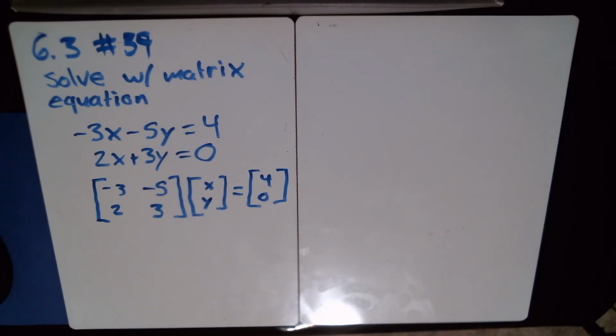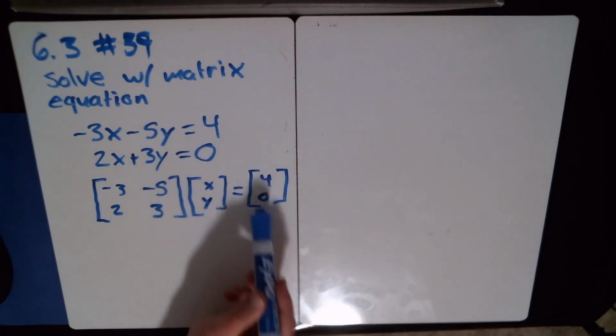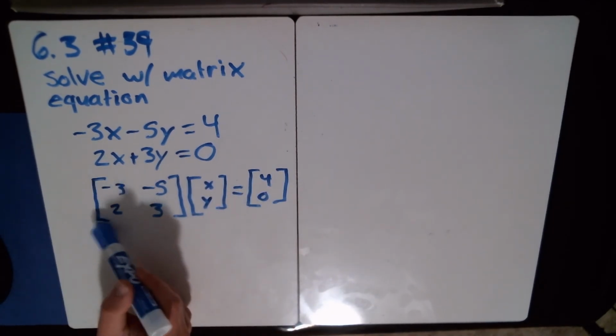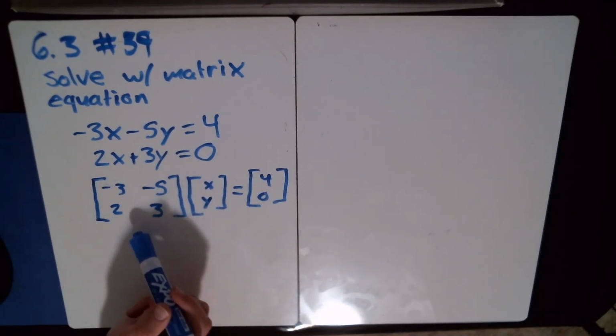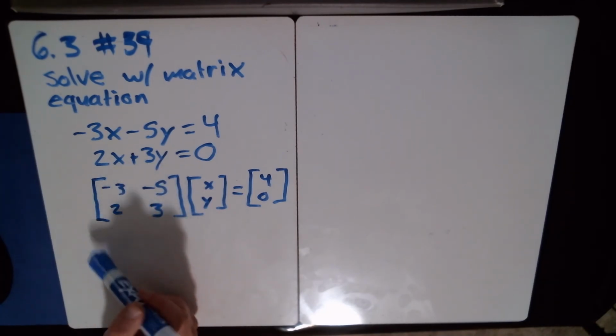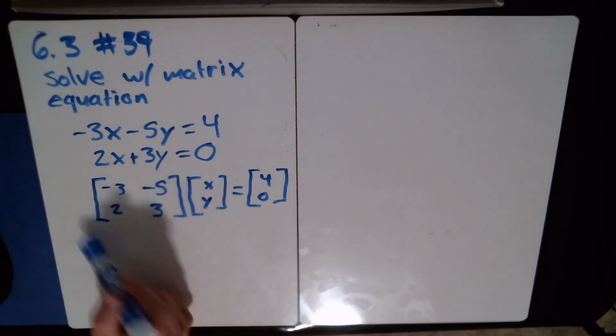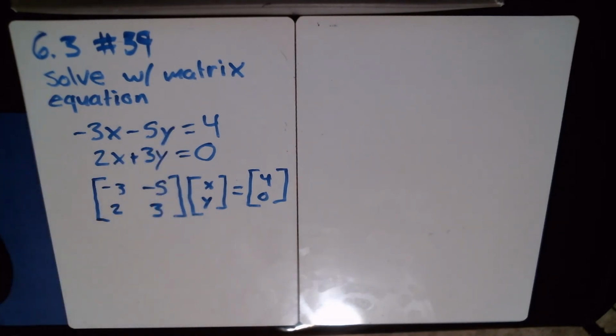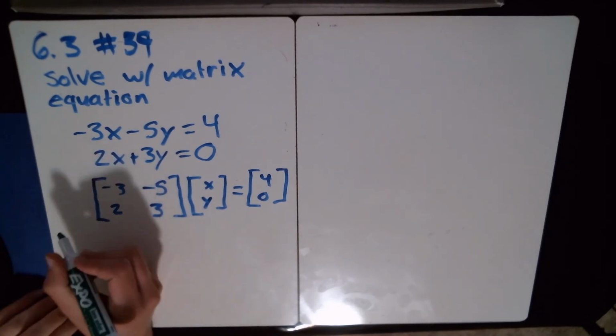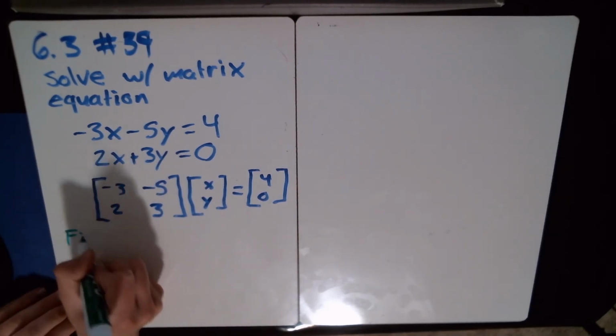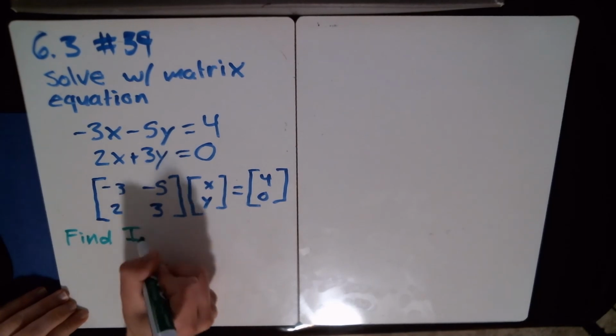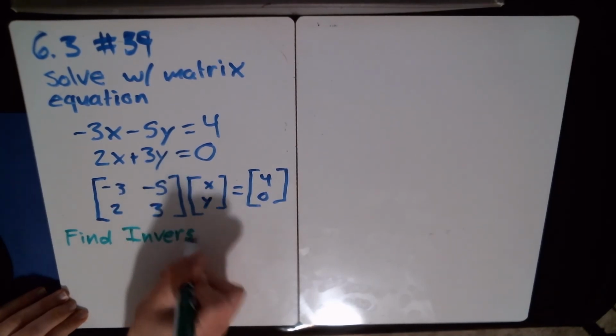And remember how we solve this is we want to move this matrix over to the other side. In other words, we want to kind of divide by it, but we can't really divide by matrices, right? We have to times by the inverse of this matrix, okay? So to do it, we need to find the inverse, okay? So we're going to find the inverse of that matrix.